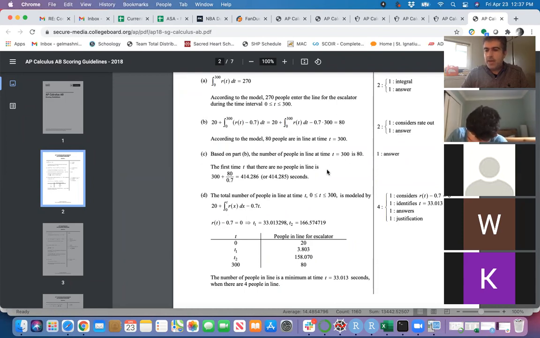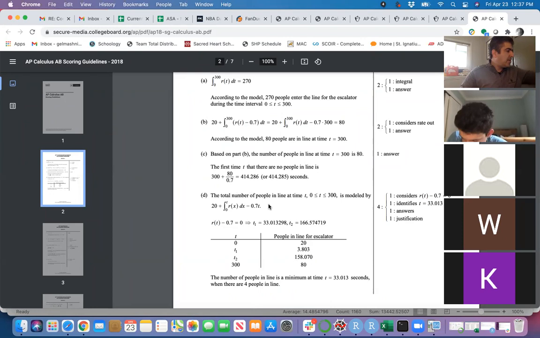And then for C, because no one else has come on after 300 seconds, and you know you have 80 people after 300 seconds, so you kind of need to know the answer to part B to do part C. Then you need to figure out how long it's going to take for those 80 people to leave. So if the rate's 0.7 people per second, you do 80 divided by 0.7, see how long it takes for those people to leave. Or 80 equals 0.7 times x, and solve for x. And add the 300 seconds to figure out how long it takes for the escalator to have no people on it.